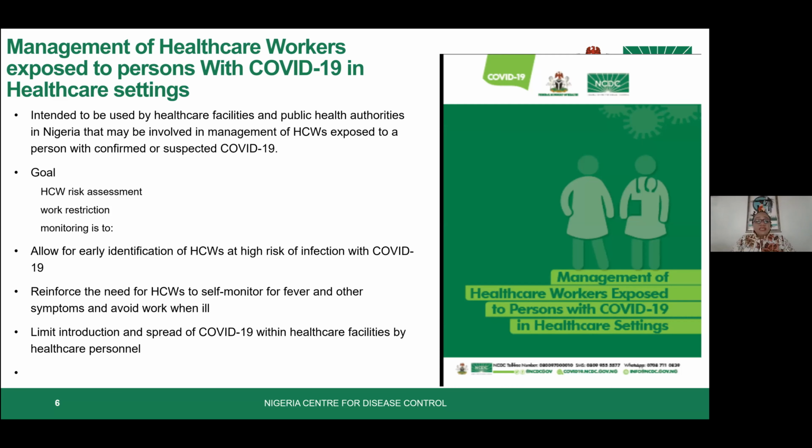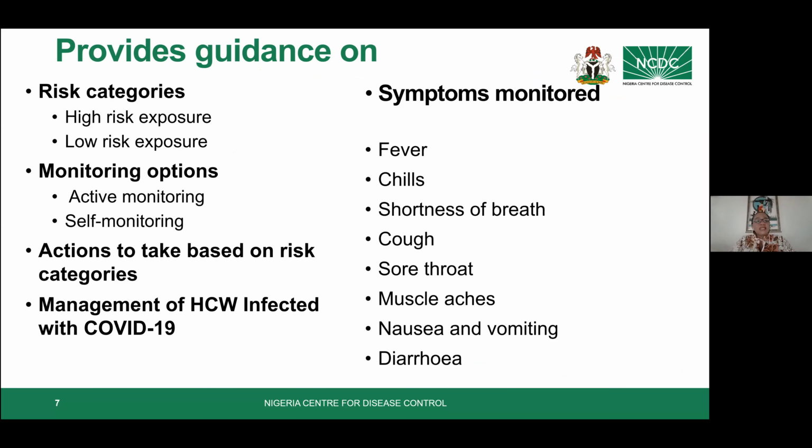So we largely leave this to the discretion of both the facility level and the subnational level authorities. And what this guidance basically provides is guidance on how to categorize risks, largely high risk and low risk exposure. Then it gives monitoring options, which include active monitoring, self-monitoring, and also provides some guidance on actions to take based on risk categories, and also recommendations on how to manage healthcare workers that are infected with COVID-19.